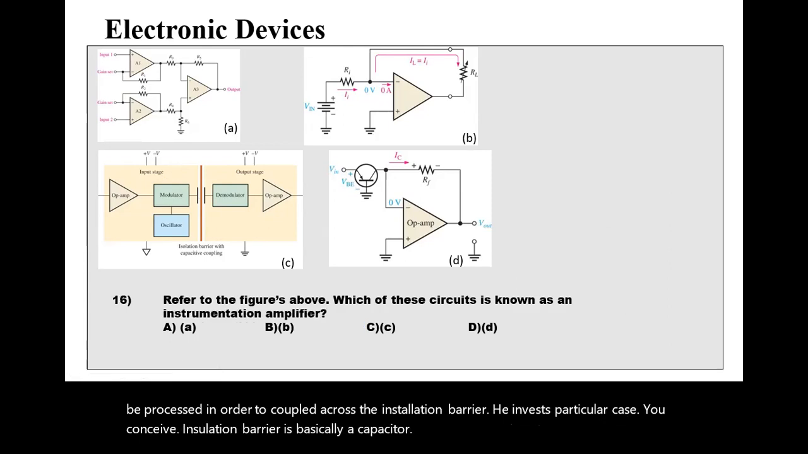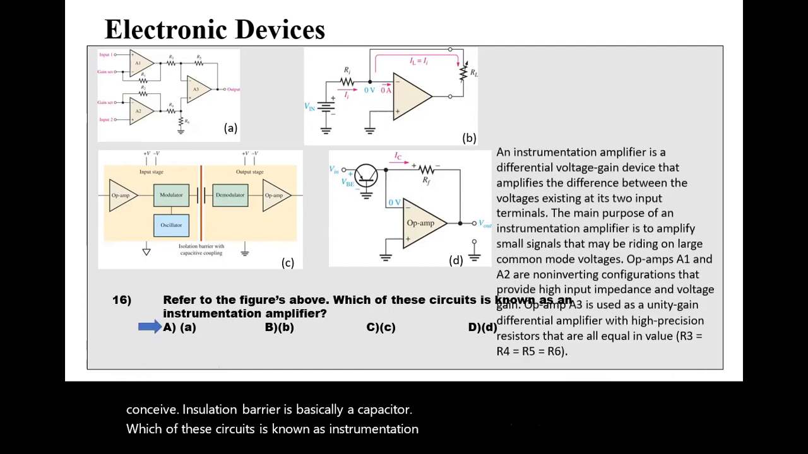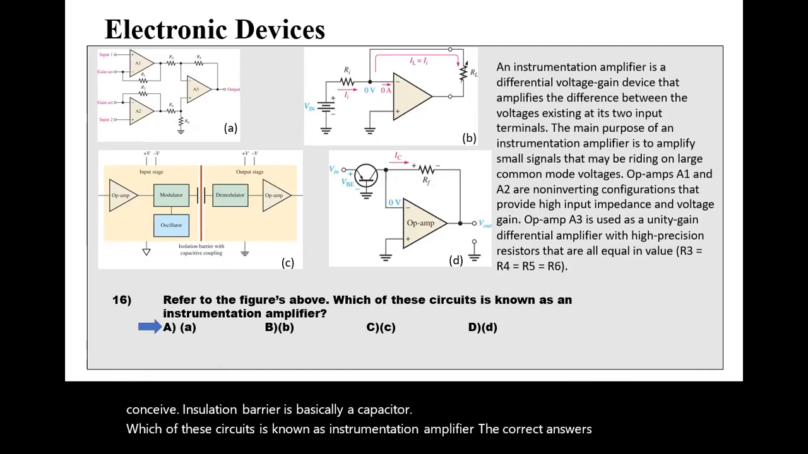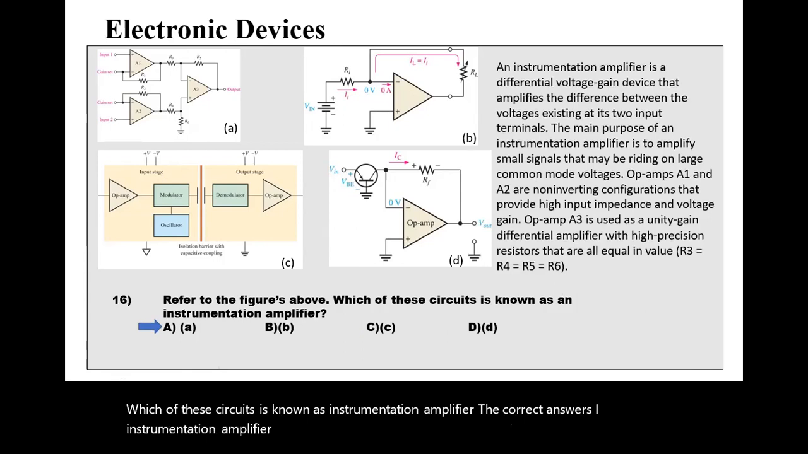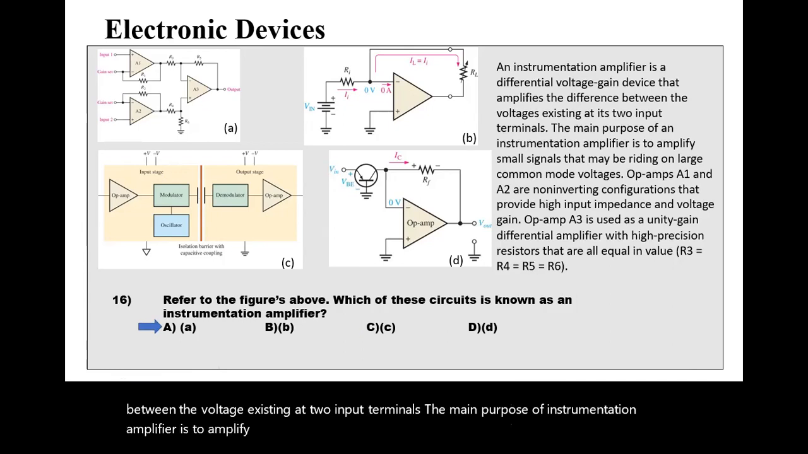Which of these circuits is known as the instrumentation amplifier? The correct answer is A. The instrumentation amplifier is a differential voltage gain device that amplifies the difference between the voltages existing at 2 input terminals. The main purpose of an instrumentation amplifier is to amplify small signals that may be riding on large common mode voltages.